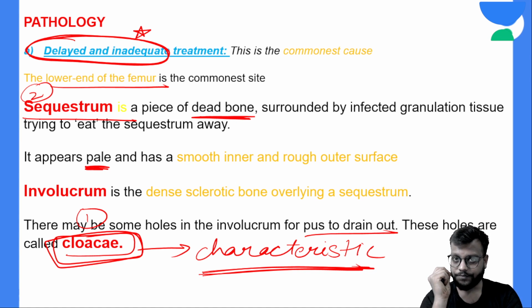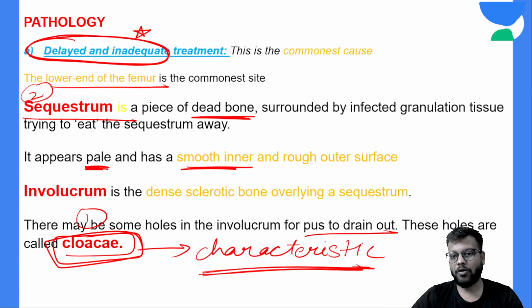you will see in normal, healthy bone a small punctate bleeding, which will be absent in case of the sequestrum. And also the sequestrum will have a smooth inner border as well as a rough outer border.